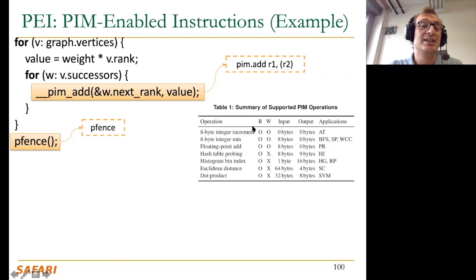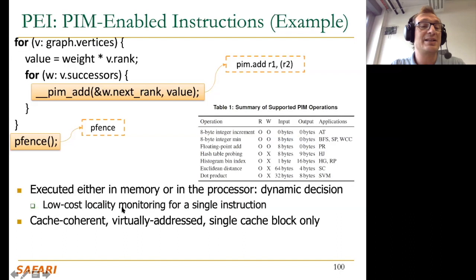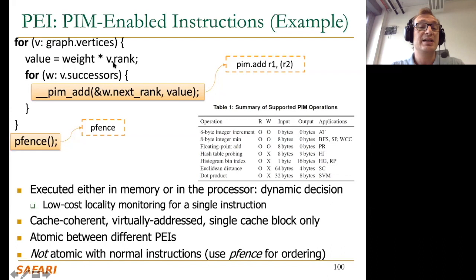Okay, so as I said, these are executed either in memory or processor, and we have low-cost locality monitoring for a single instruction. You can read the paper. And as I also said, it's cache coherent, virtually addressed, and single cache block. And these instructions are atomic between different PEIs, meaning different PEIs are executed independently and atomically from each other, but not atomic with normal instructions, meaning some other instruction can be ongoing while this instruction is being executed. So we use PFENCEs, PIM fences, for ordering.